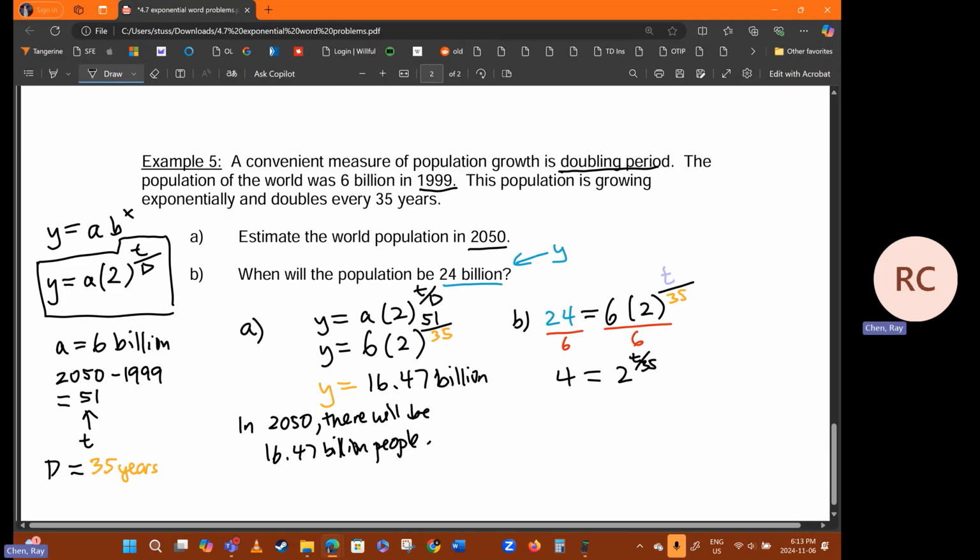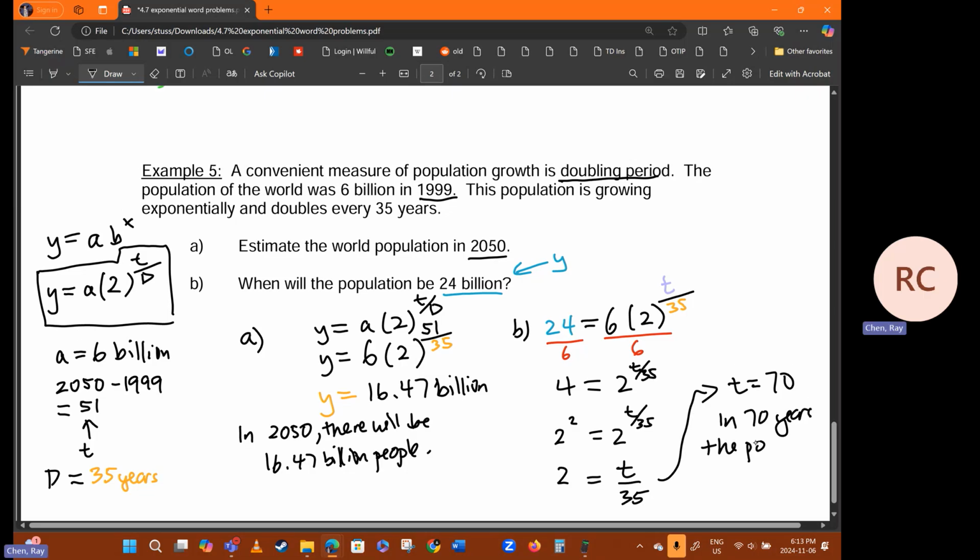Notice you all should be able to do this now. 4 can be written as 2 squared, which is equal to 2 to the t divided by 35. And when the bases are the same, we can equate their exponents. 2 is equal to t divided by 35. Move that 35 to the other side. And what do we get? t is equal to 70. So to answer this question, when will the population be 24 billion? In 70 years, the population will be 24 billion.